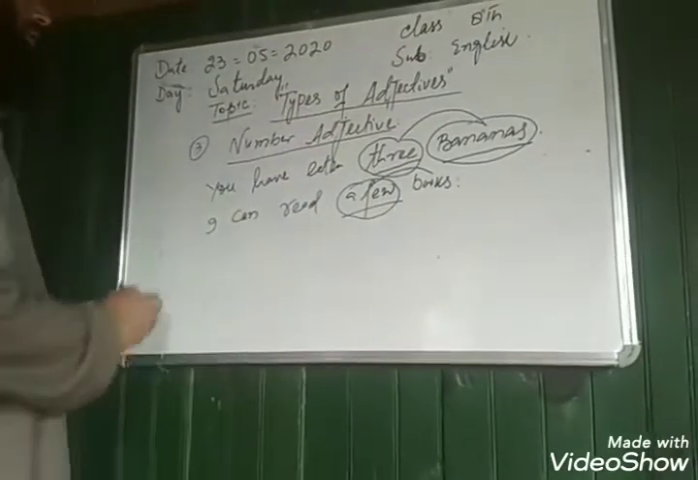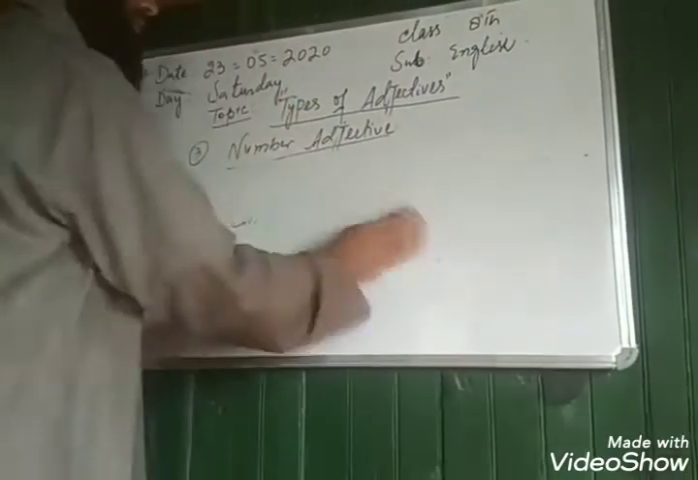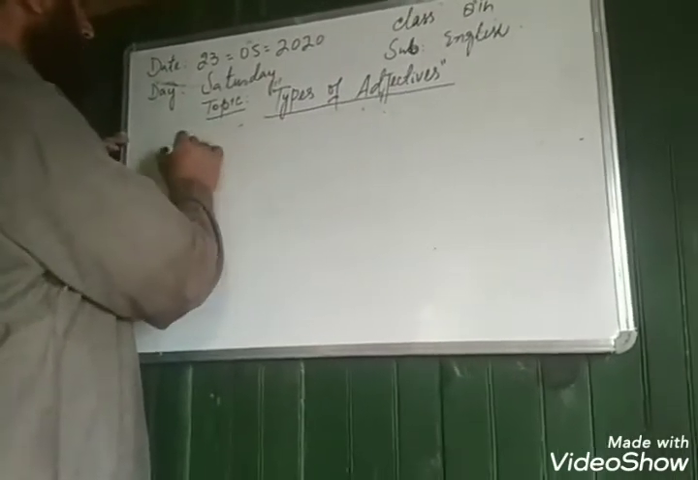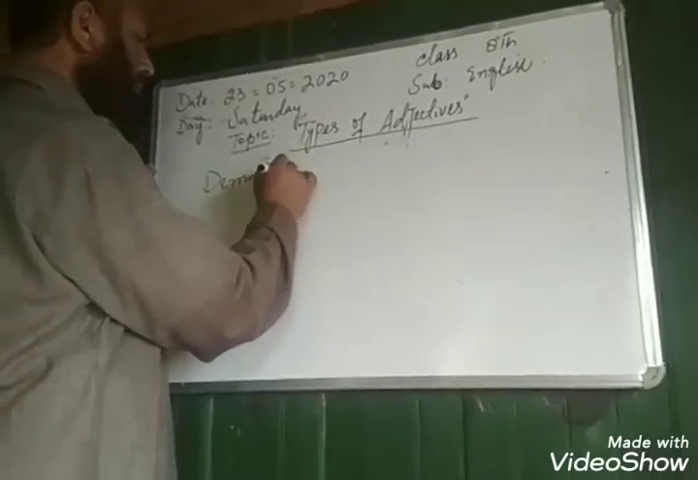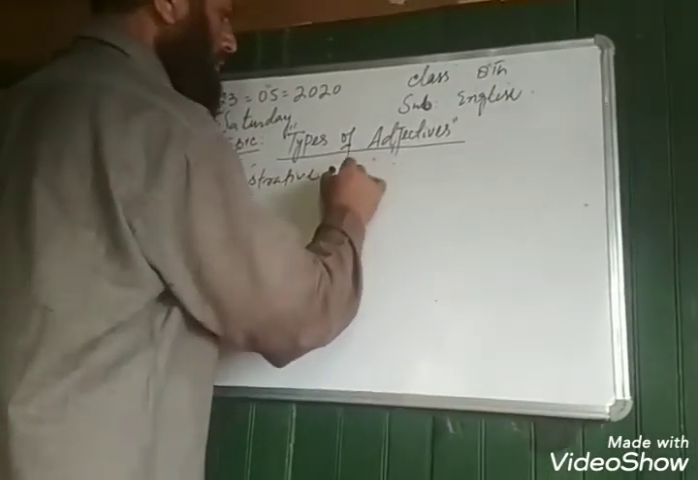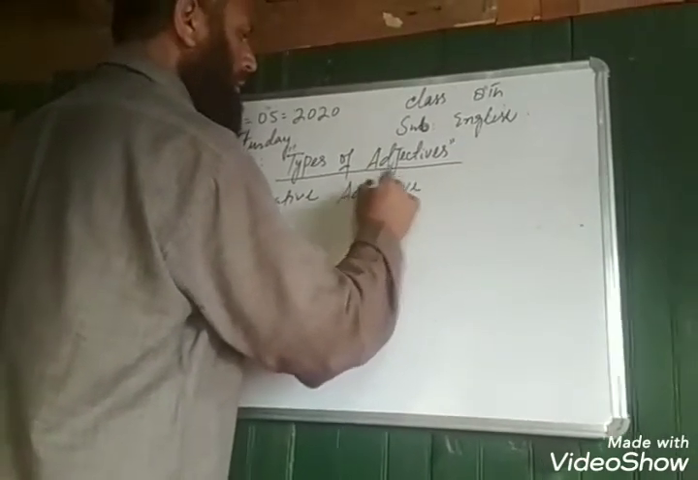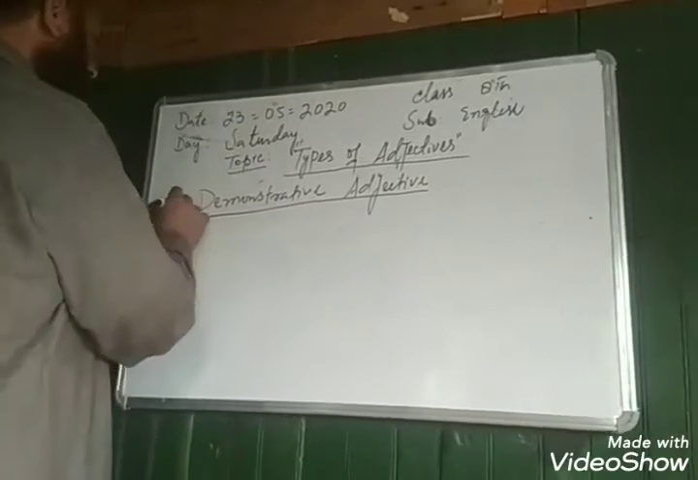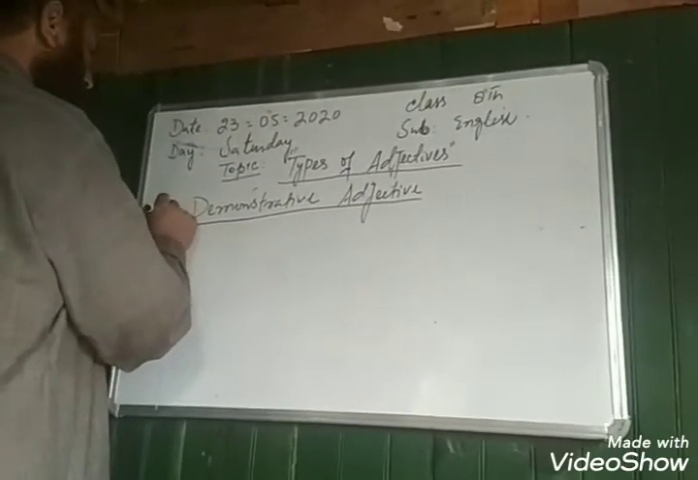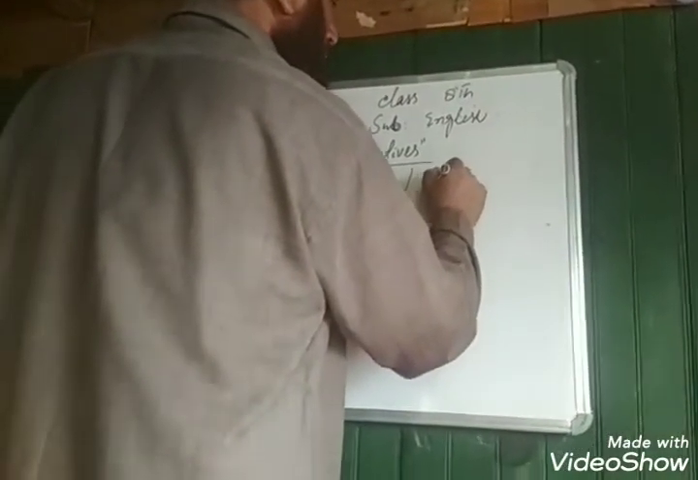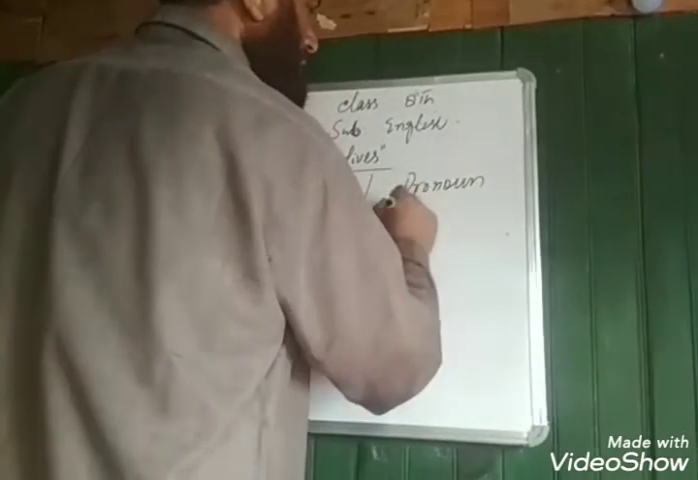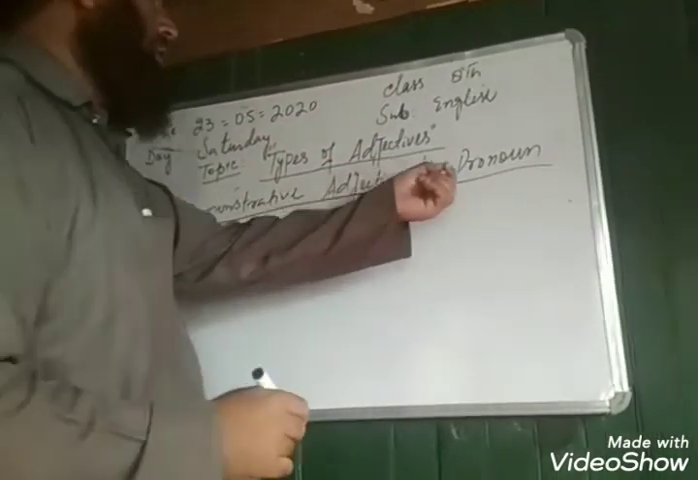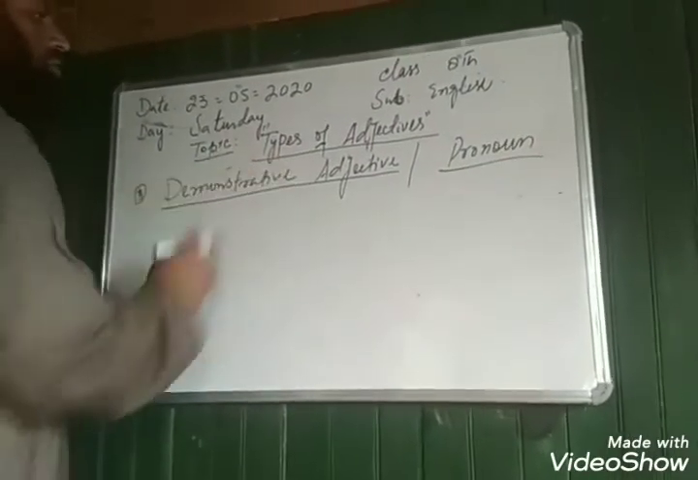Now, one more type is the demonstrative adjective, a very important type. Here we must feel some difference. One is demonstrative adjective and another is demonstrative pronoun. There is a difference between demonstrative adjective and demonstrative pronoun, and I will explain that to you later on. First of all, what does demonstrative adjective mean?